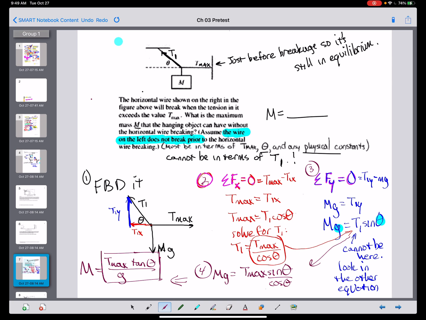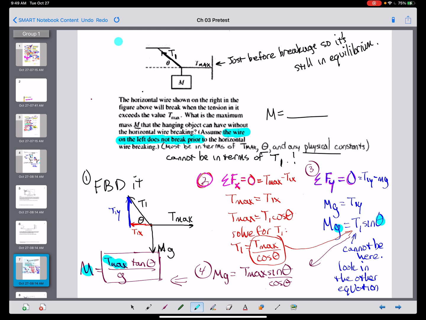So that shows us the maximum mass you can have is a function of T max, a function of whatever the maximum is. Notice something: if it's not a very strong spring, that means T max will go down, which means the mass goes down. It's also a function of theta.